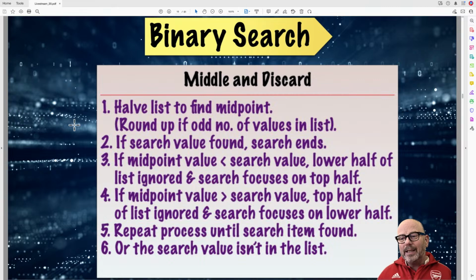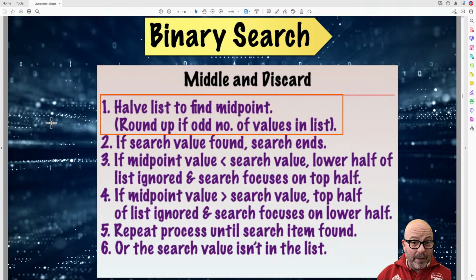Number 2 is binary search. So this is where you go to the middle and you discard either the left or the right. So I'll whiz through the principle and then I'll show you an example, okay? So the first thing you've got to do is you take your list and you halve it to find the midpoint, and you round up if it's an odd number in the list, okay?